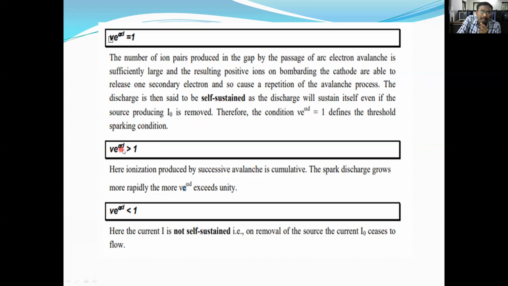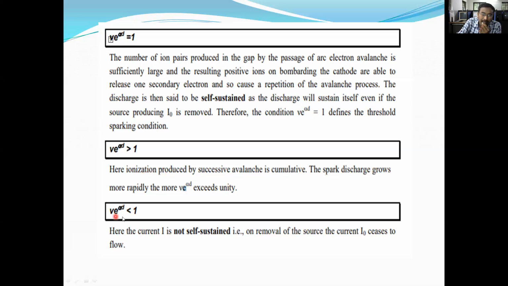Gamma times e power alpha d greater than 1 is also a self-sustained region, but under this condition the spark appears rapidly. This spark discharge grows more rapidly the more gamma times e power alpha d exceeds unity. That means if gamma times e power alpha d is greater than 1, the spark appears across the gas again and again.